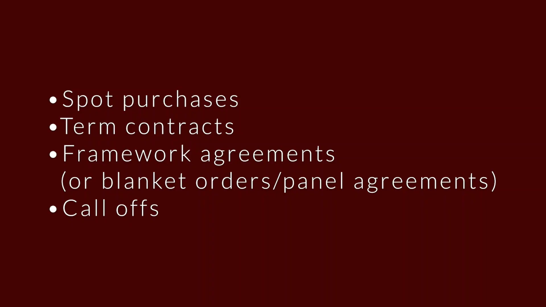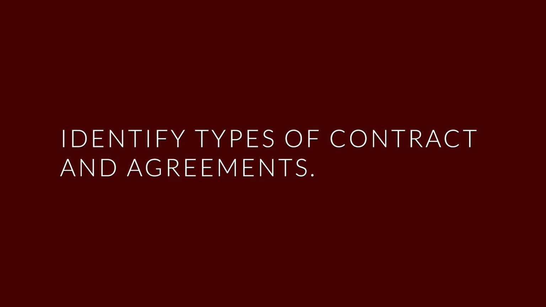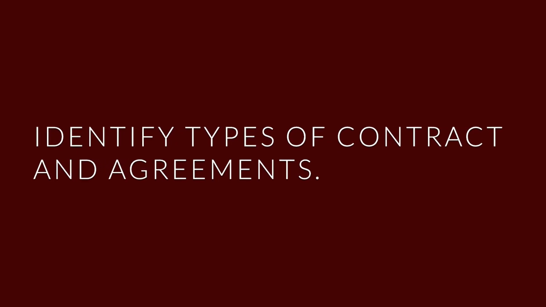Now, this being a revision series, and just to prove how not so complicated these things are, we're going to look at the first assessment criteria in module 1. That is, we're going to look at questions and answers relating to spot purchase, term contracts, framework agreements or blanket orders and panel agreements, and call-offs. Because that, as I said, is the first assessment criteria in learning outcome 1. And the idea here is to put you in a position to identify types of contract and agreements. Now, it's a quick one, okay?